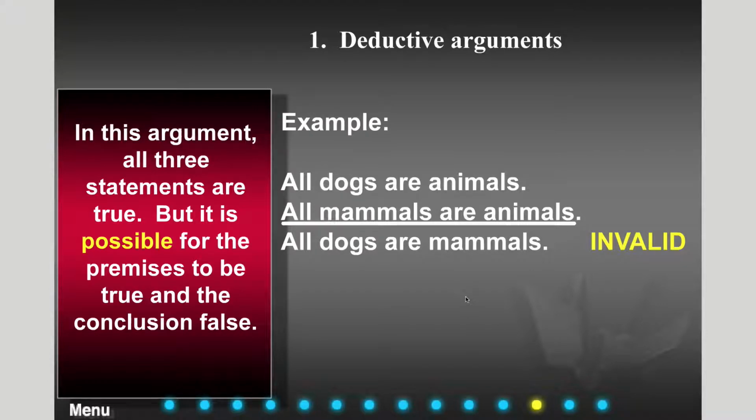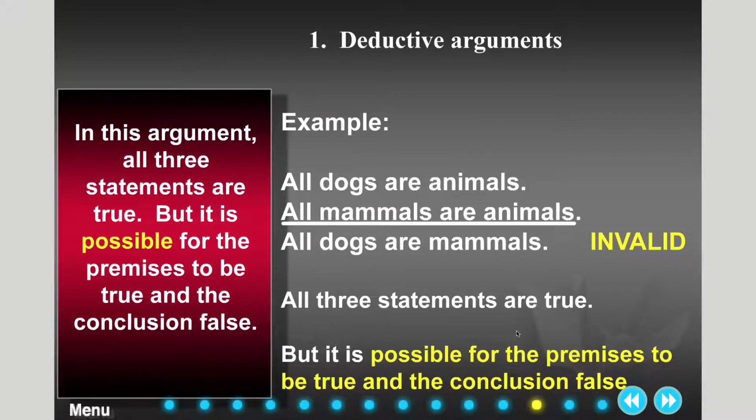So in this argument, all statements are true in the real world, but it is possible for the premises to be true and the conclusion false. All statements are true, but again, that's not what we're looking at when we're looking at validity and invalidity. We're looking at the argumentative form. If this is true and this is true, is this necessarily true? Unfortunately, it's not, so it is invalid.